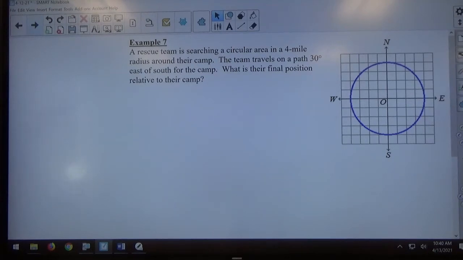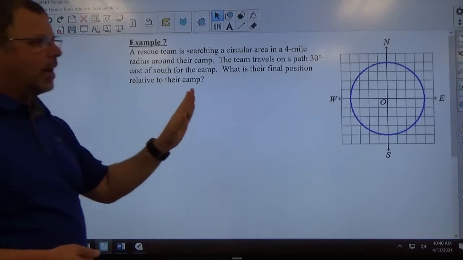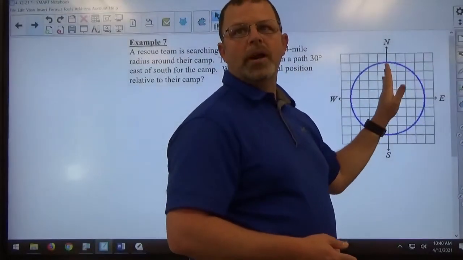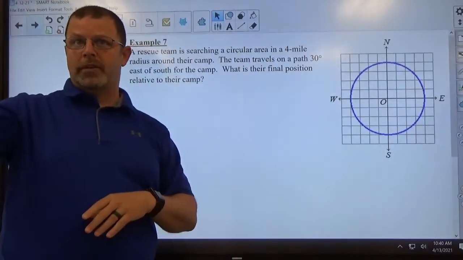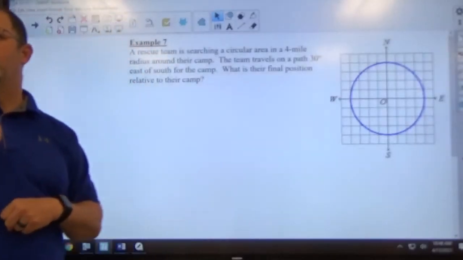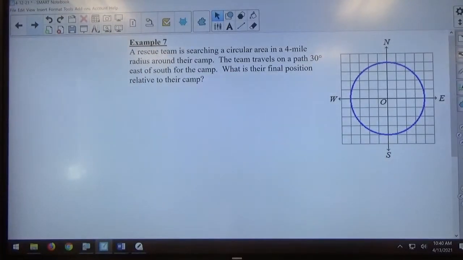It says a circular area in a 4-mile radius, so this is not a unit circle. This has a 4-mile radius. So where we typically put the 1 for the hypotenuse, we're going to be putting a 4 for the hypotenuse on this. Beyond that, the technique is what it was.